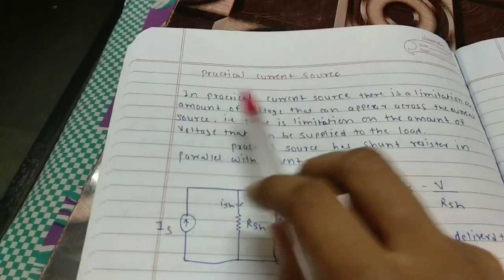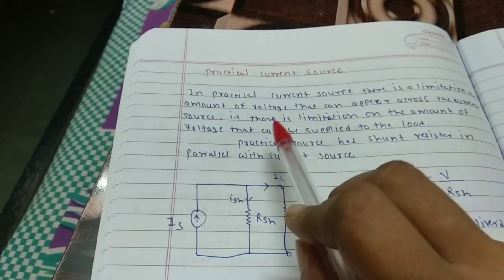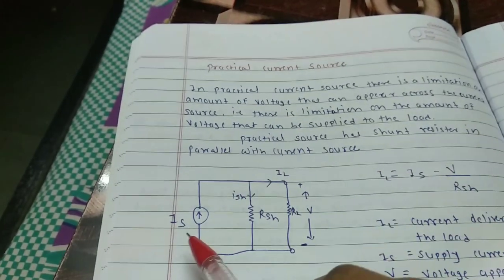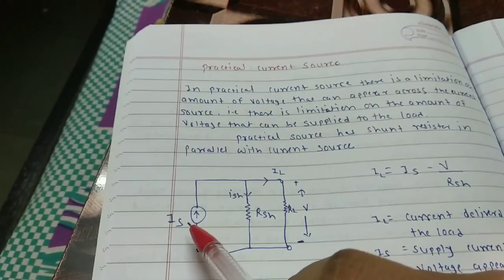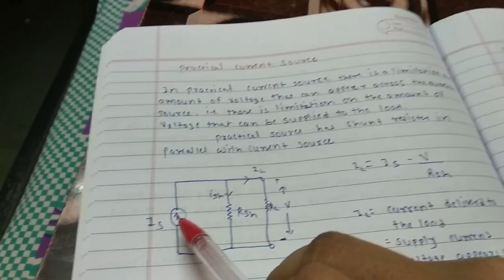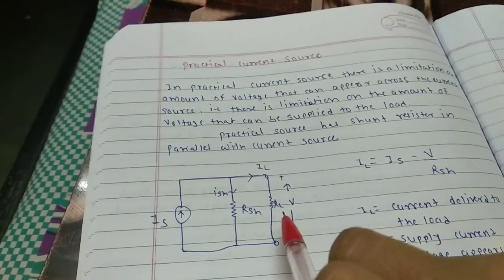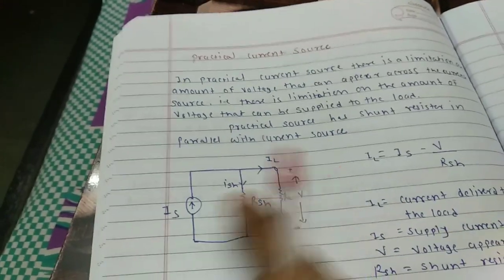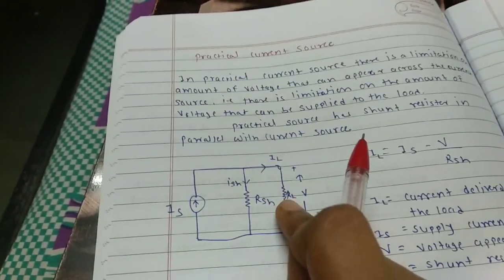Now let's see the practical current source. In a practical current source, there is a limitation on the amount of voltage that can appear across the current source. Okay, so there is a limit on the voltage that can appear across this current source Is. That is, there is a limitation on the amount of voltage that can be supplied to the load, because these two are connected in parallel. Okay, these two are connected in parallel.